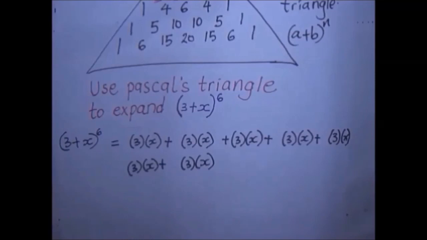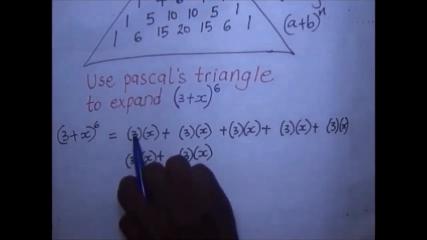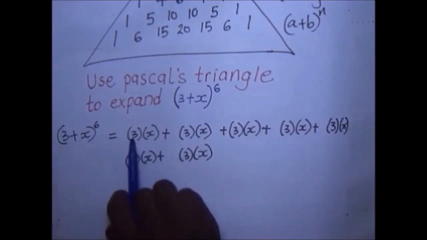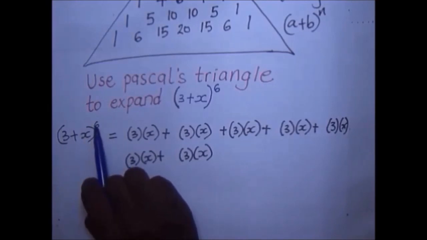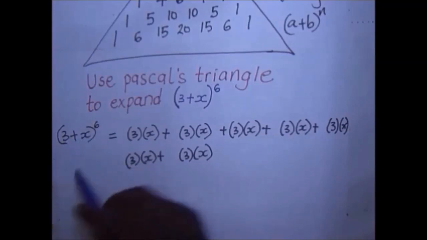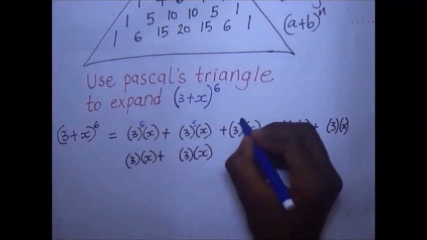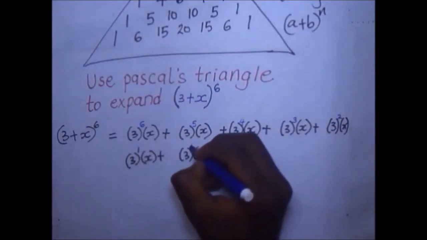Now after drafting the 7 terms of that expression, we start awarding powers to each term. Let's look at the first term, which is 3. The first term always has powers that are decreasing. The second term always has powers that are increasing from 0 to the value of n, which here is 6. So the first term being 3, this is going to be 3^6, 3^5, 3^4, 3^3, 3^2, 3^1, 3^0.